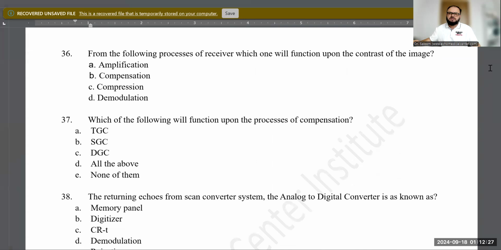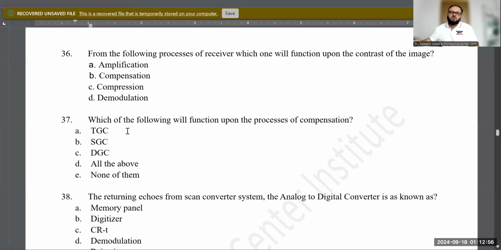So the next question is asking: from the following processes of the receiver, which one will function upon the contrast of the image? I think I already discussed this just earlier. So what do you think? Which of these processes will work on the contrast of the image? Correct. C is the correct answer. Compression, dynamic range, correct? That is the correct answer.